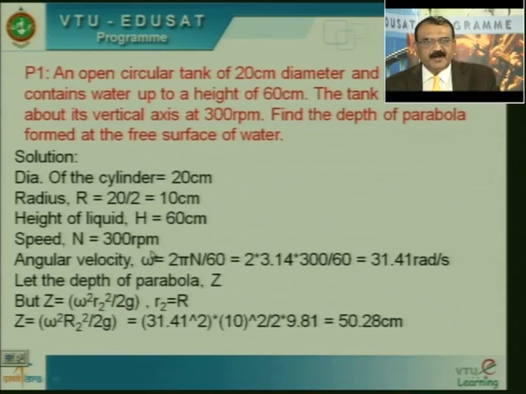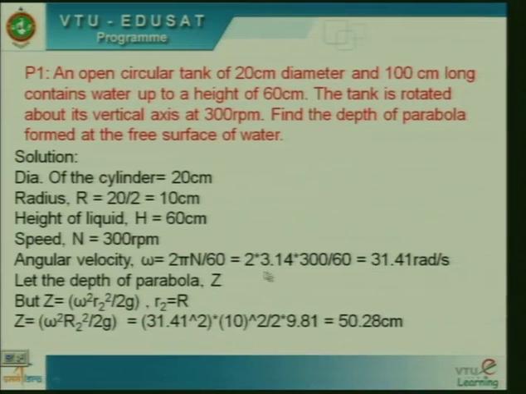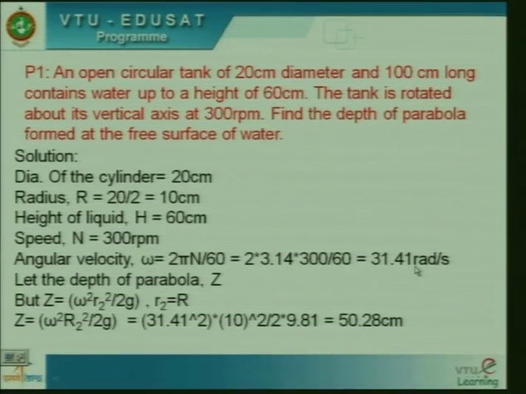Speed n is equal to 300 rpm. Now I know the relation between tangential velocity, angular velocity and speed. In the next step I consider the relation between angular velocity and speed. Angular velocity omega is given by 2 pi n by 60. Therefore substitute the value. So 2 pi is constant, n is given in the problem 300 divided by 60, you are going to get the angular velocity. Angular velocity is 31.41 radians per second. Now let the depth of parabola be z.